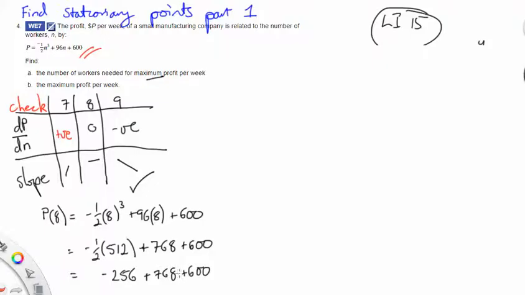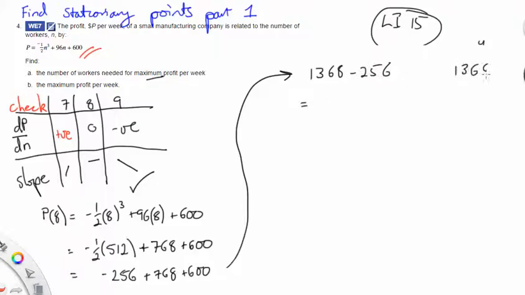Alright, I'm going to continue working up here. I'm going to add 768, which is 1368, minus 256, and that equals, I'm going to do it over here, that's 2, that's 1, that's 1, that's 1. So we have $1112 as the maximum profit per week.